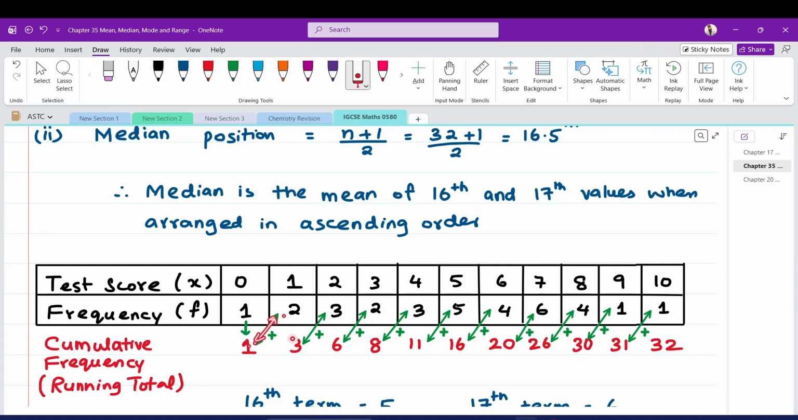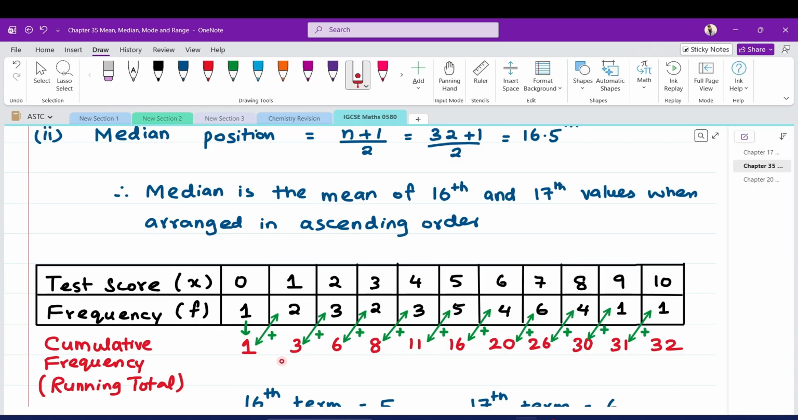So 1 plus 2, that gives us 3. The next term will be worked out by adding this 3 with this 3. So you get 6. 6 plus 2, you get 8. 8 plus 3, you get 11. 11 plus 5 is 16, and so on and so forth.